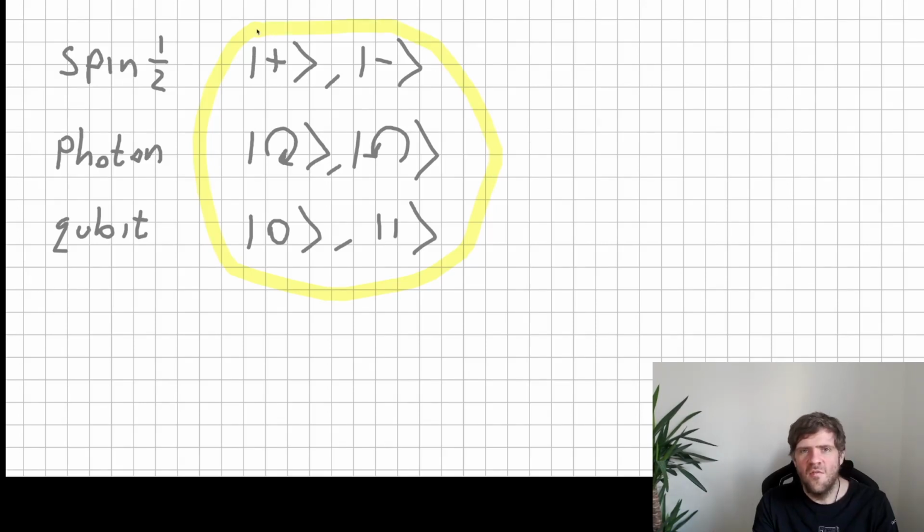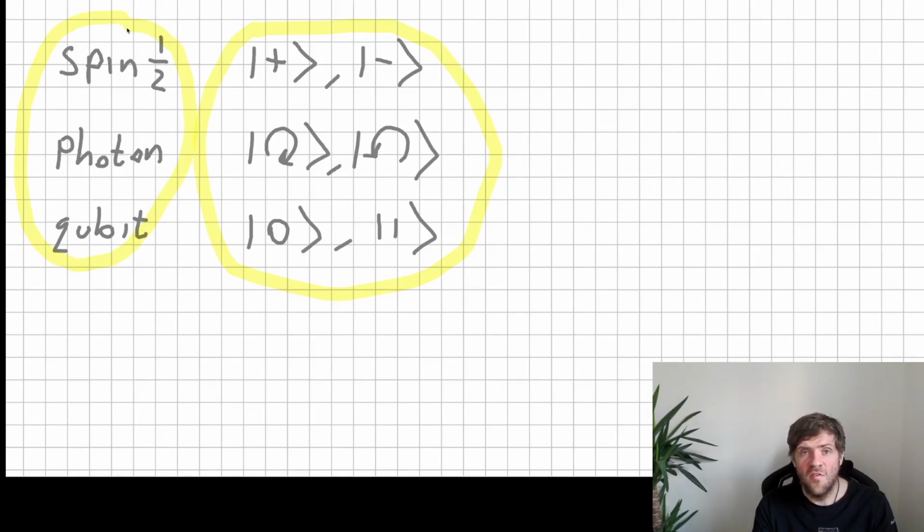So this is just to impress upon you that the mathematics, the theory behind qubits is exactly the same as the theory behind spin-half particles. And that's one reason why some approaches to building quantum computers seek to use spin-half particles as qubits. And it's also the same as the theory behind photon polarization. And that's why some approaches to quantum computing seek to use photon polarization as a qubit.